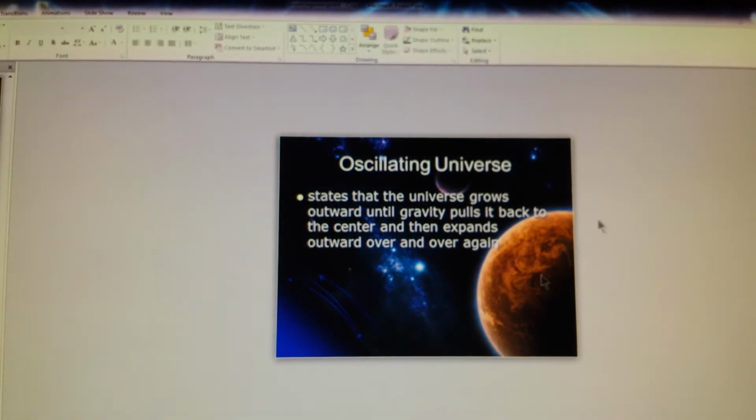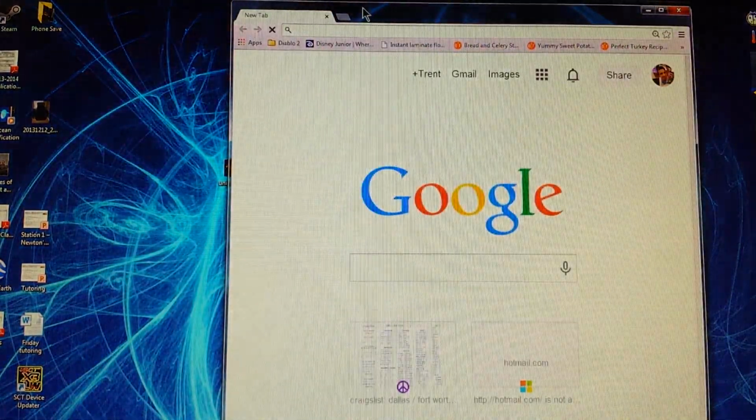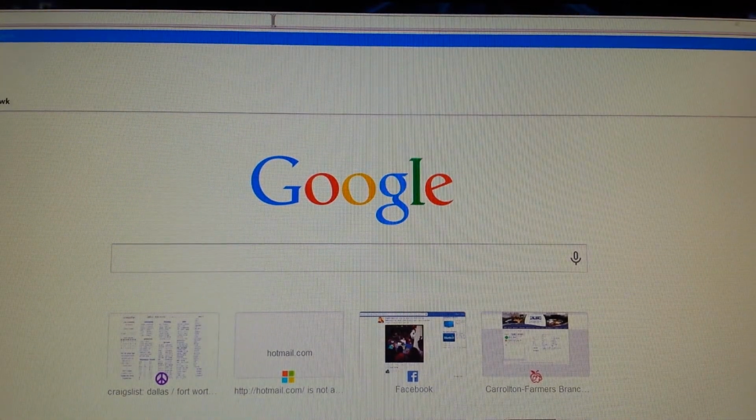So that's it for the universe. I'd like to go into a little more depth on redshift and blue shift.